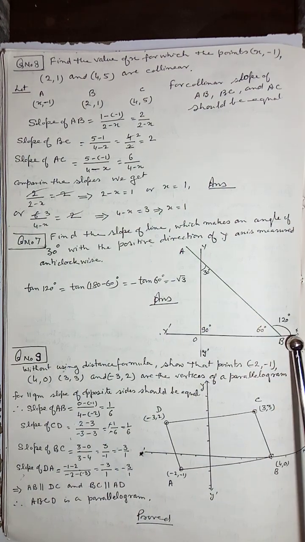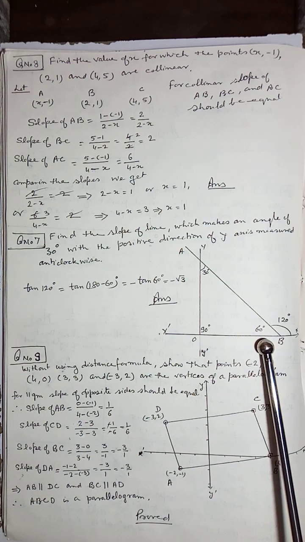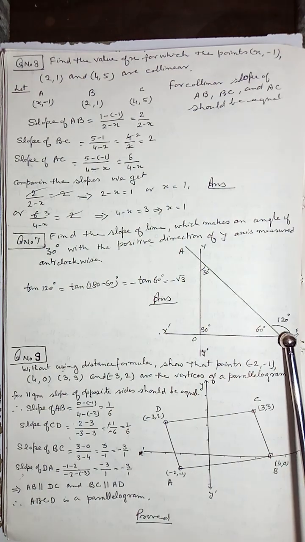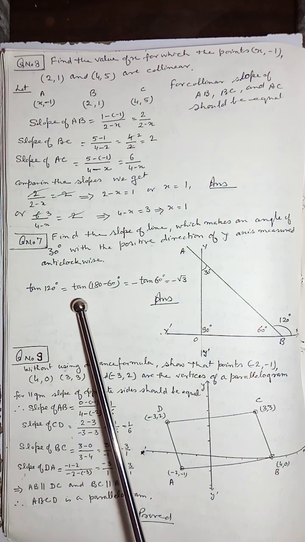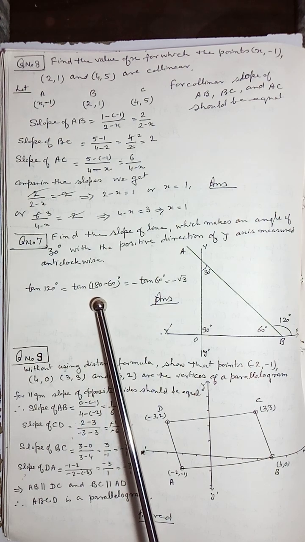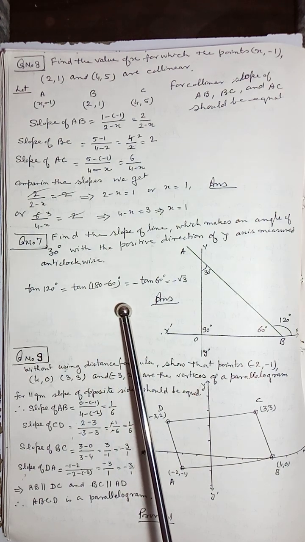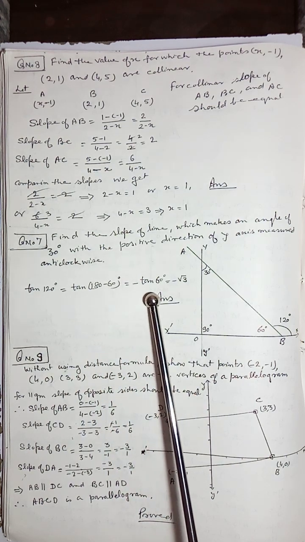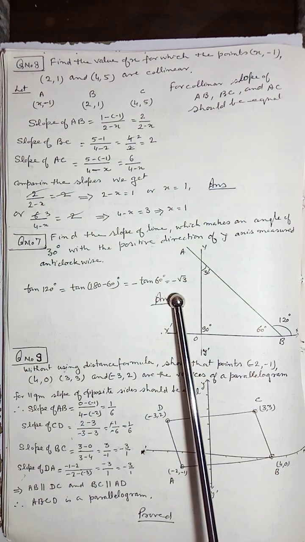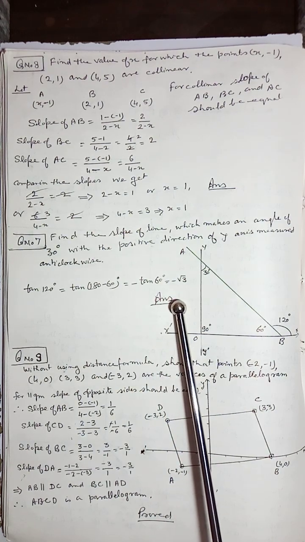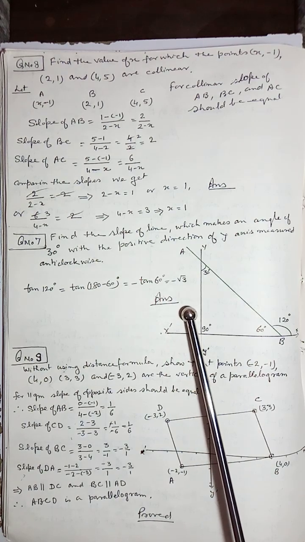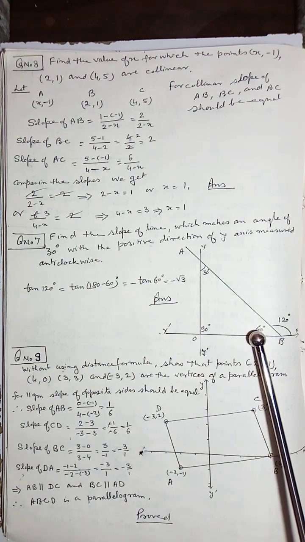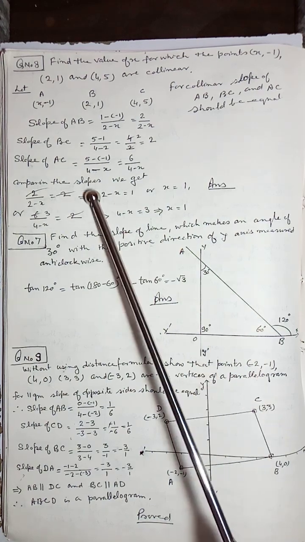positive direction, that will be 180 minus 60 and it will be 120 degrees. Hence tangent 120 degrees is equal to tangent of 180 minus 60. So minus tangent 60 degrees, that will be minus root 3. So this will be the slope of the given line. Now come to question number 8.